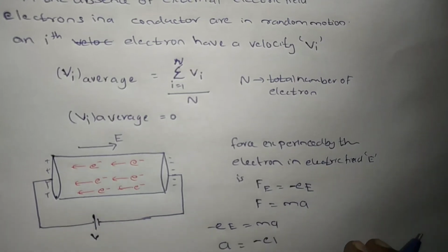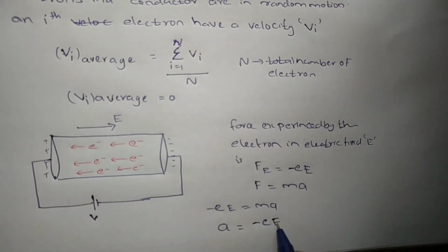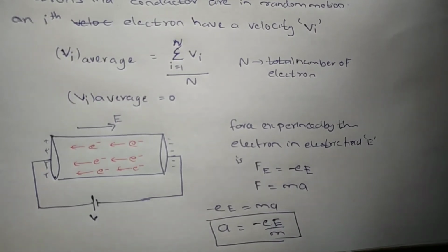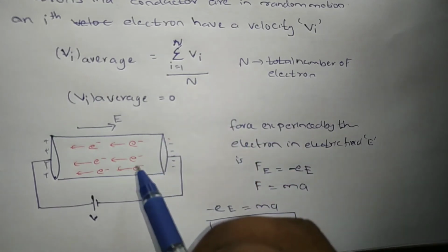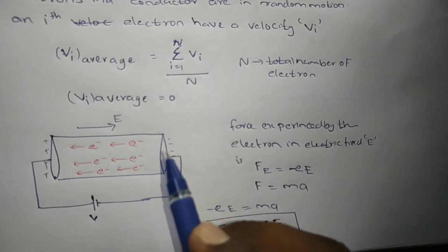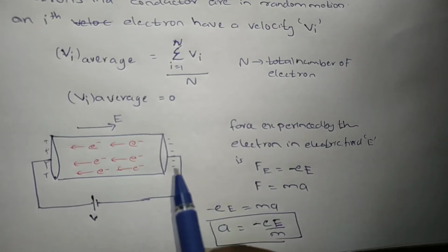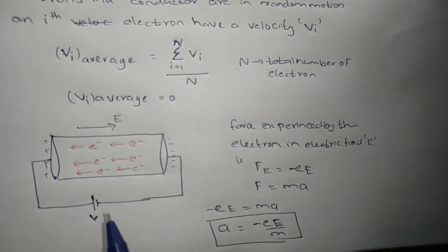Minus E divided by m. This is the acceleration caused by the electron. Initially it has some velocity vi, and now this velocity is going to be changed. Let us see what will happen.